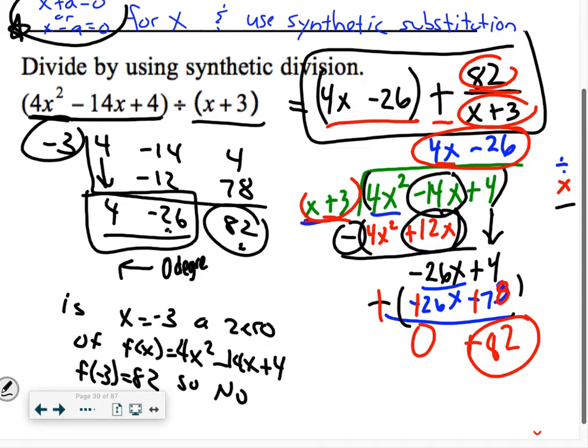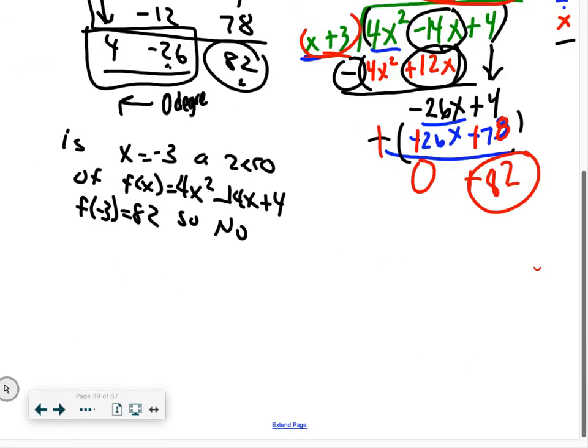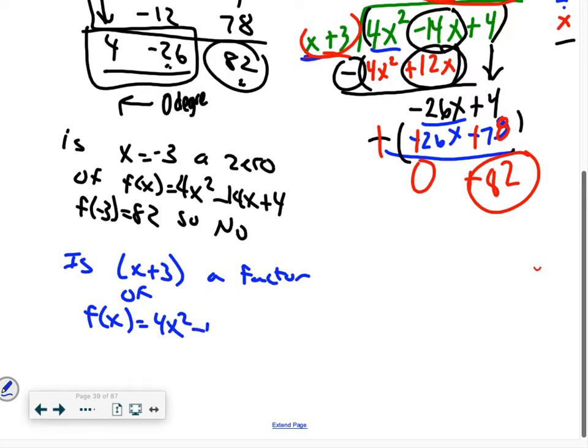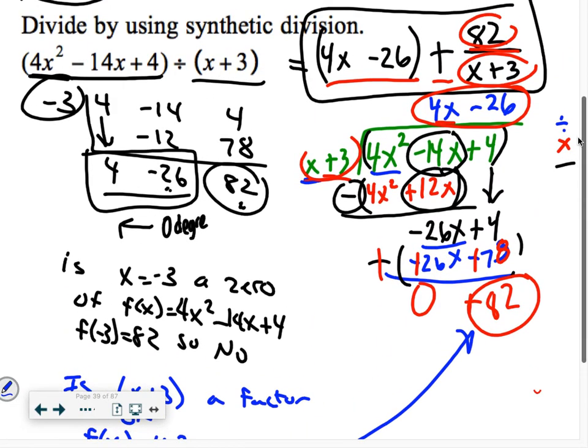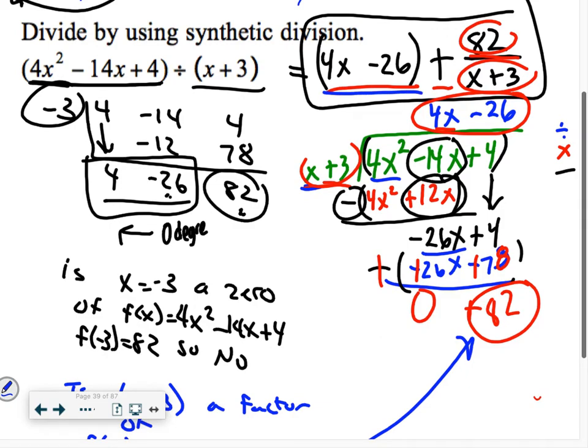Another question I could ask is, is x plus 3 a factor of the dividend, the function 4x squared minus 14x plus 4? So in other words, could you factor 4x squared minus 14x plus 4 where x plus 3 is one factor, and then there's some other factor? And the answer is no, because there's a remainder right here. When I divide them, I don't just get 4x minus 26. I get a remainder.